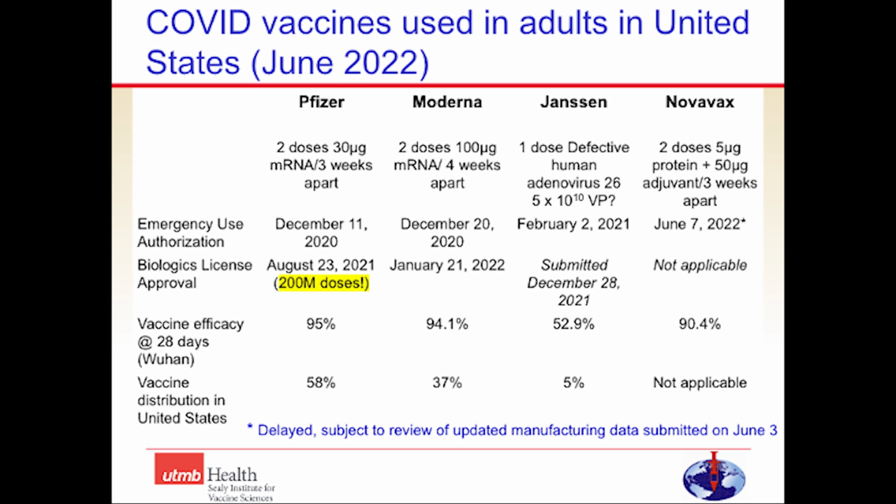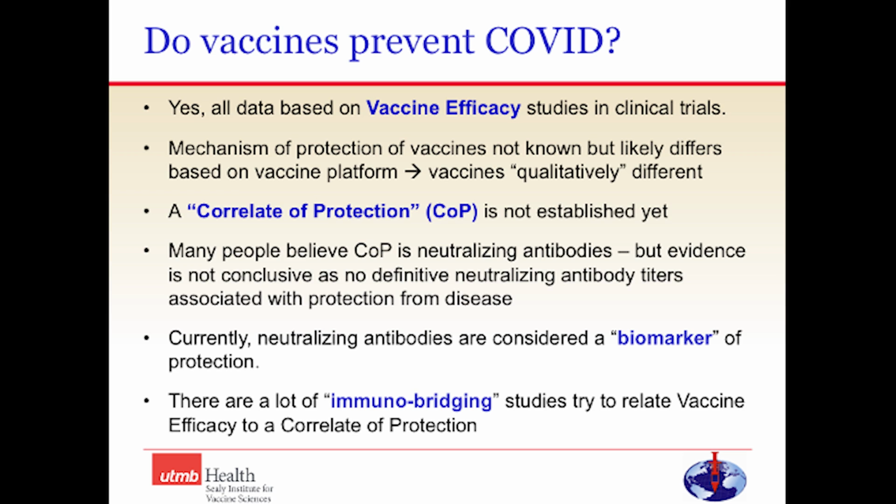In terms of the distribution of the vaccine in the US, I'm a little bit out of date, this is March's data: 58% Pfizer, 37% Moderna, and 5% Janssen. So it gives you a good idea of a snapshot of where we are in the United States at the current time. So let's ask the question, do vaccines prevent COVID?